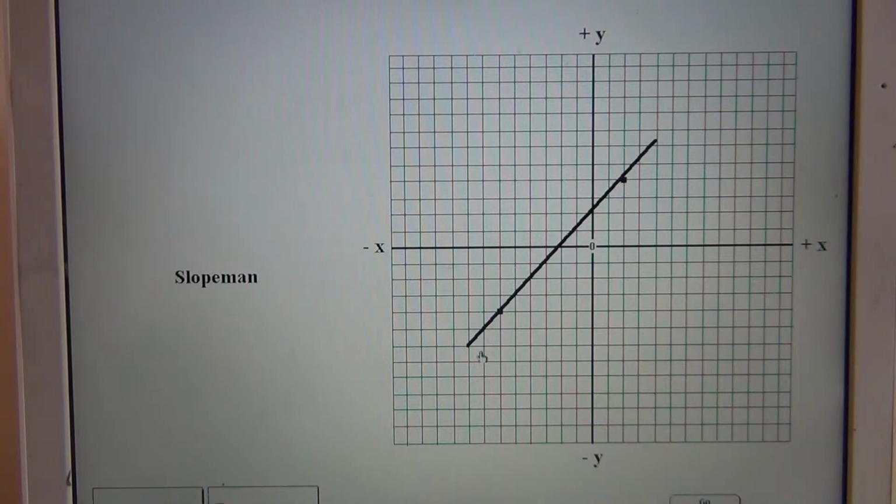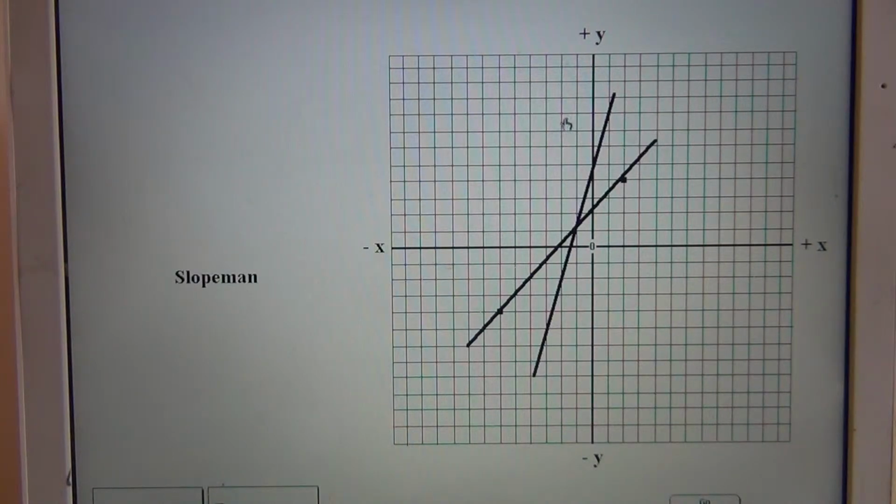So this line right here has a pretty steep slope actually. Here's a line with a very steep slope. And by the way, both of these lines are positive slopes because they start from the left and go up to the right. Start on the left and going up to the right. These are all positive slopes.